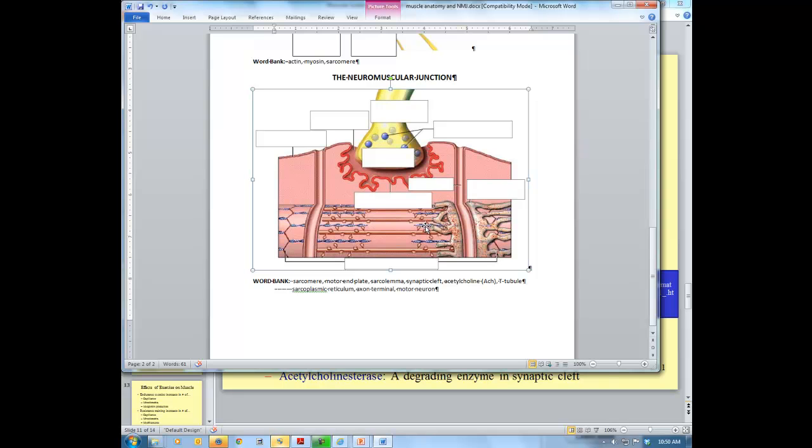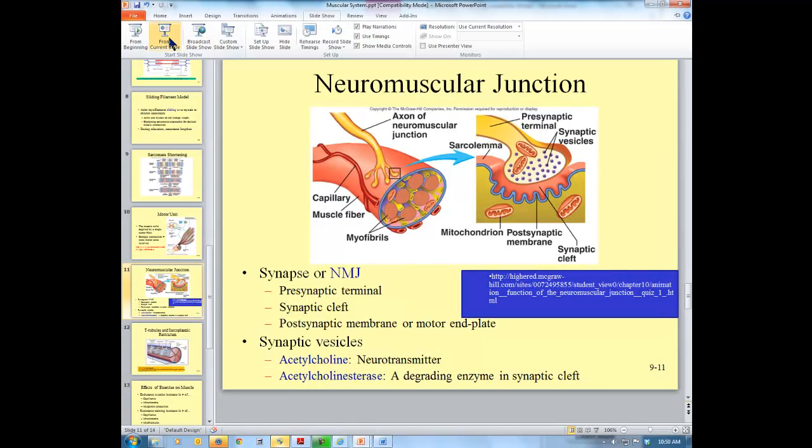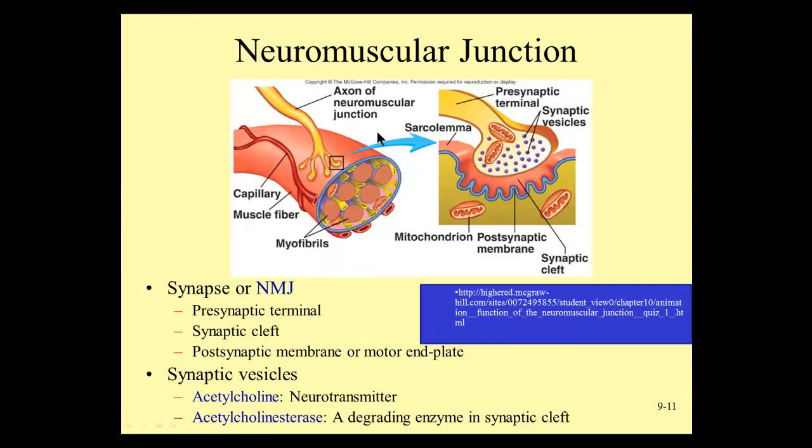So going back to our PowerPoint slide, again looking at the parts, we have the sarcolemma. We have, they call this the postsynaptic membrane, but it's the same thing as the motor end plate. We have the synaptic cleft. We have vesicles, which are just membrane-bound sacs, but what they contain is acetylcholine. And what they're calling the presynaptic terminal, another name for that, is just the axon terminal.